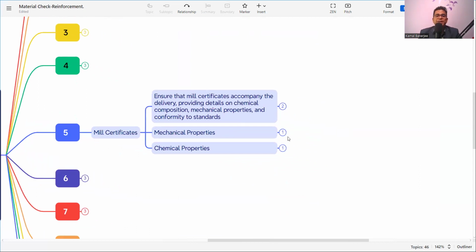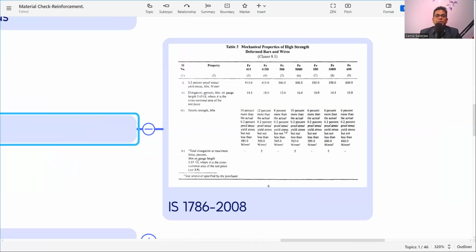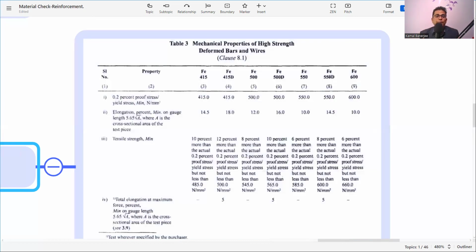Then comes mechanical properties. What are the mechanical properties we need to check? It is very important. In IS 1786, it is already mentioned: 0.2% proof stress, elongation, tensile strength, total elongation at maximum force. Whatever our Fe 415 is, how much should it be? 415. Fe 500 is 500. So these are in Table 3 of IS 1786, where the mechanical properties of high strength deformed bars and wires are clearly mentioned. Usually we are using HYSD bar on site. That's why I am talking about this.